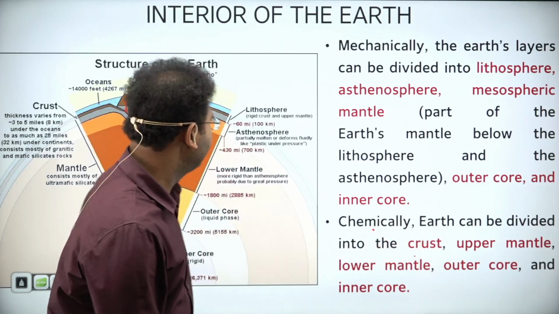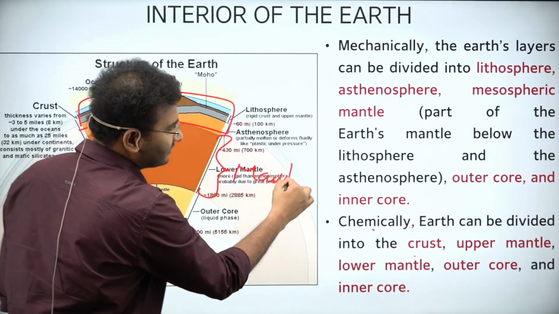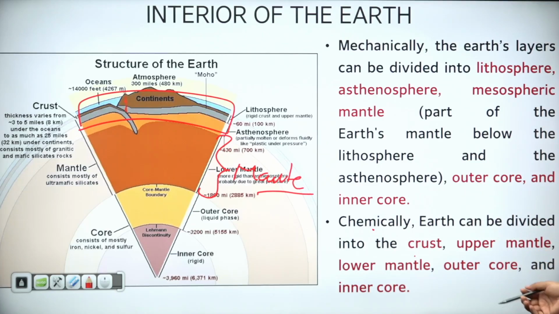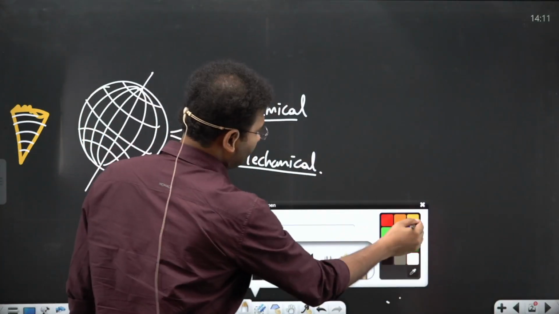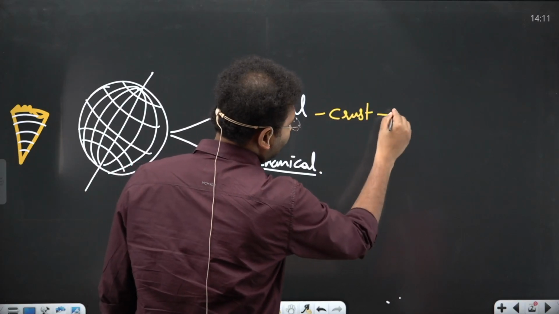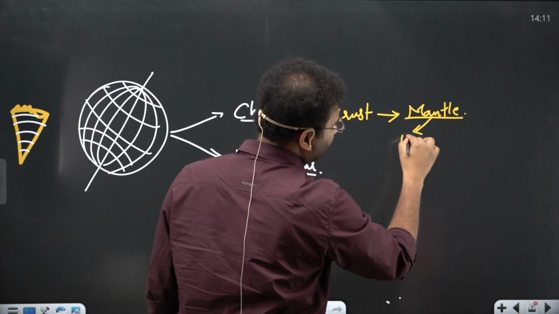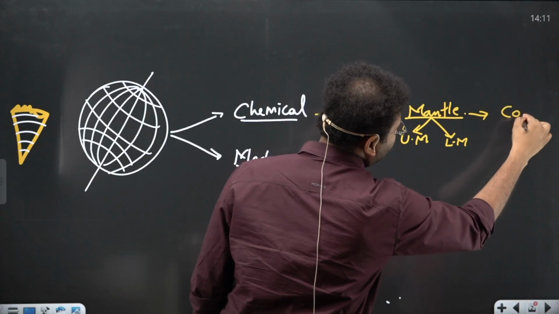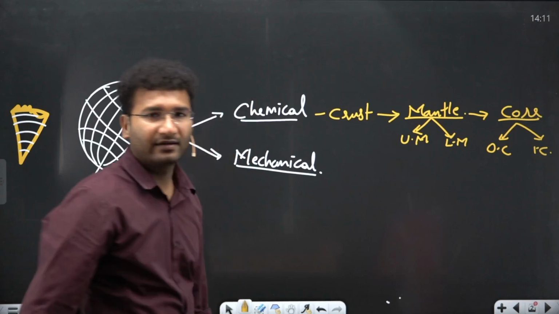Okay? That means this will be your crust. Then you will have mantle, and this mantle is further divided into upper mantle. It can also be divided into the lower mantle. Then you have outer core and inner core. Now this is your chemical composition. One, on the surface you have your crust, then you have your mantle. This mantle is further divided into upper mantle and lower mantle, and then you have core. This core is further divided into outer core and inner core, right?